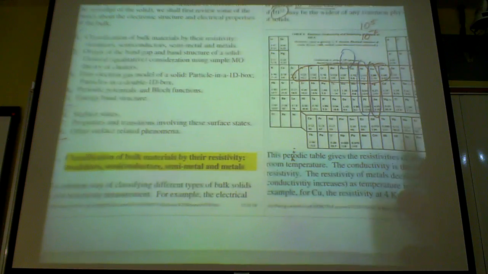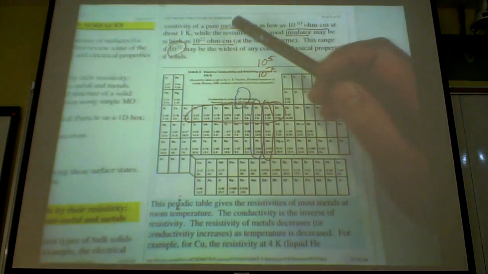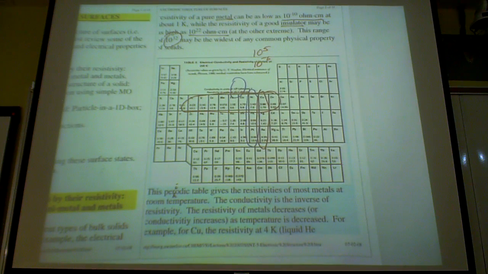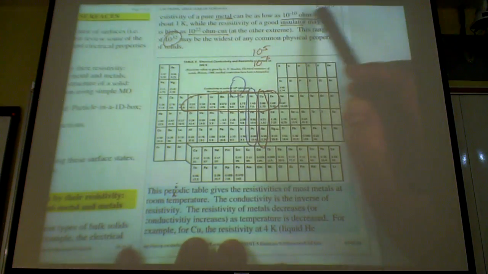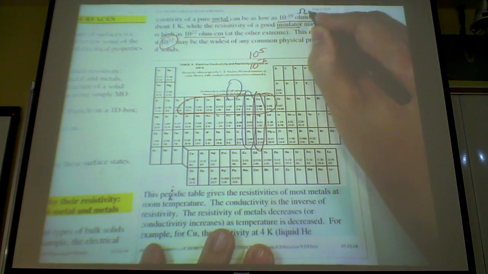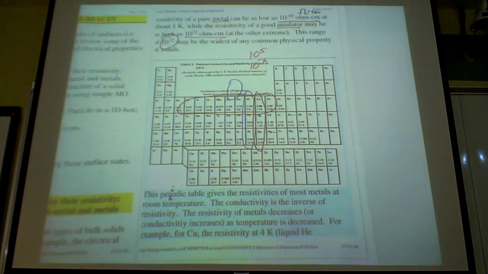Okay, so electrical resistivity for a pure metal, right, can have a big range. It can be as low as 10 to the minus 10 ohm centimeter. Usually the unit is ohm centimeter, right? Written as ohm centimeter like this in literature. At 1 K, so you have to define what temperature, because whenever you talk about resistivity, the resistivity depends on the temperature.